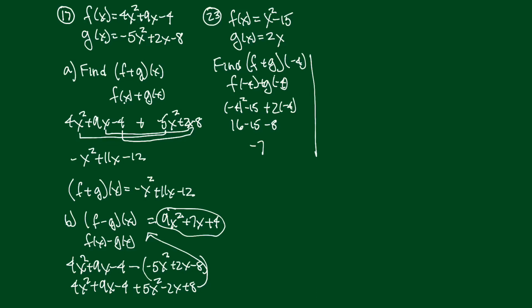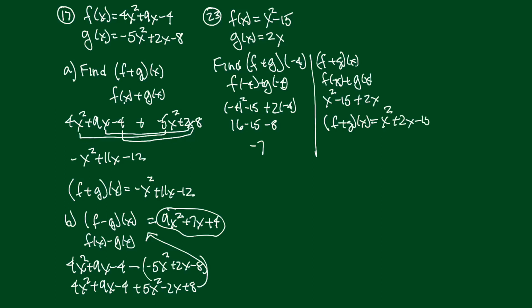Here's another way. I can realize that f plus g is a new function. That's just going to be f of x plus g of x, right? So what I could find here is a new function, f plus g of x, which is going to be f of x plus g of x. Now just add these two together. F of x is x squared minus 15. G of x is the 2x. All right, so here's this new function now. f plus g of x is equal to x squared plus 2x minus 15. I'll just change the order.